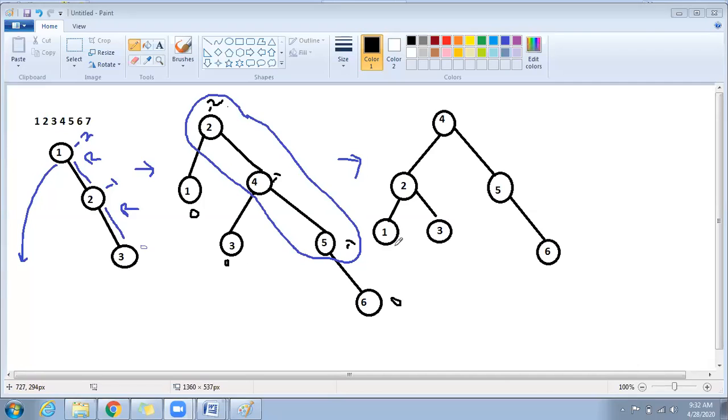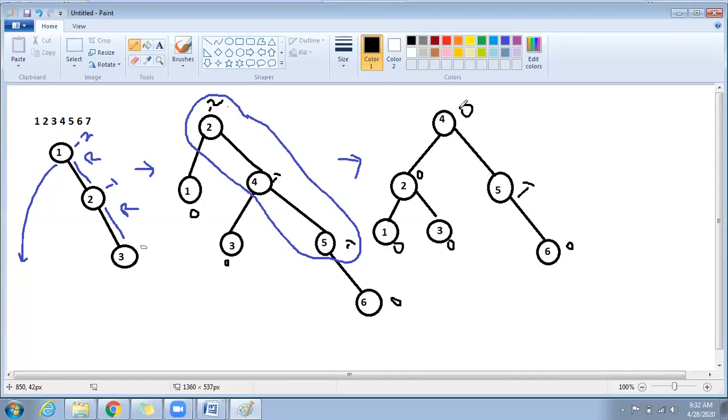Now, the balancing factors: 0, 0, 0. This is also 0. This is minus 1. And here 0. So is it a BST? Is it an AVL? Very good, proper.